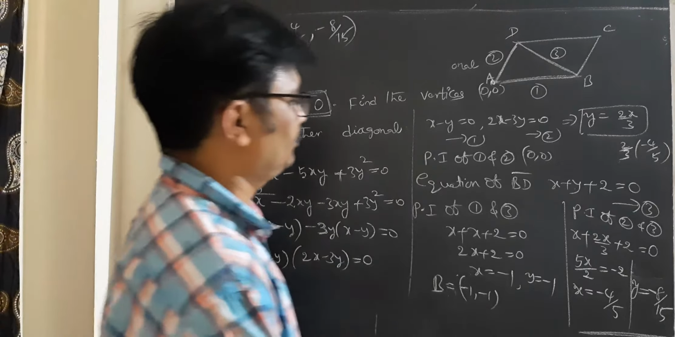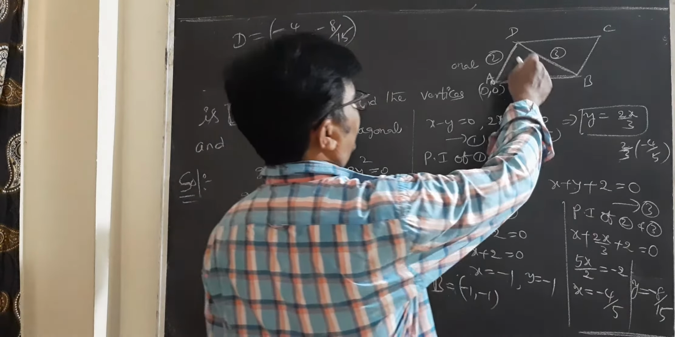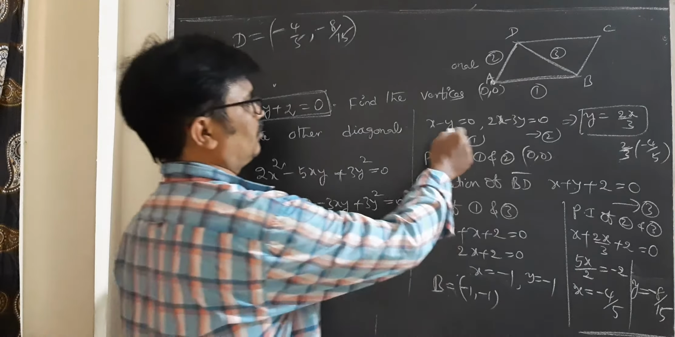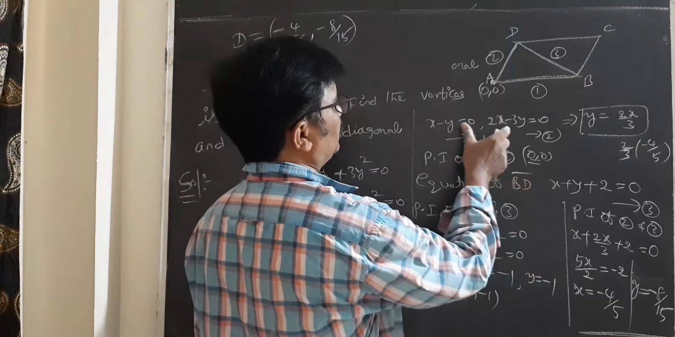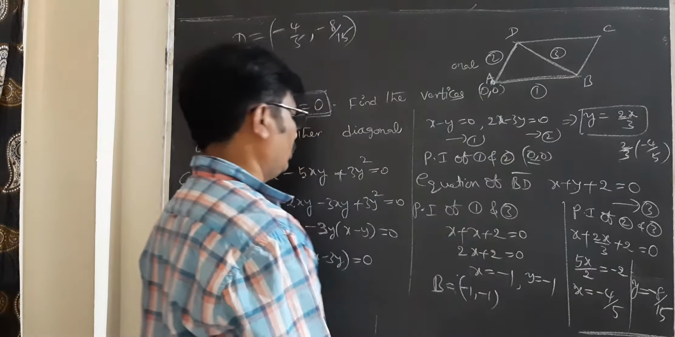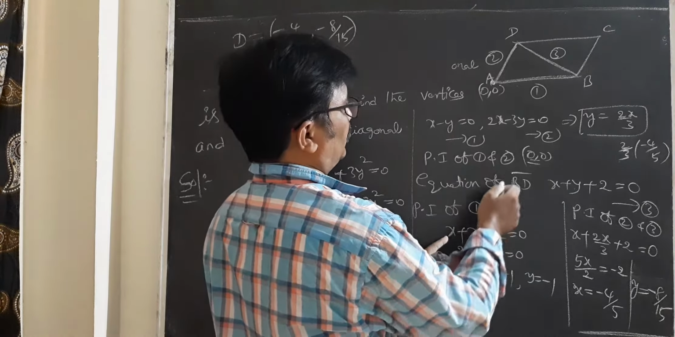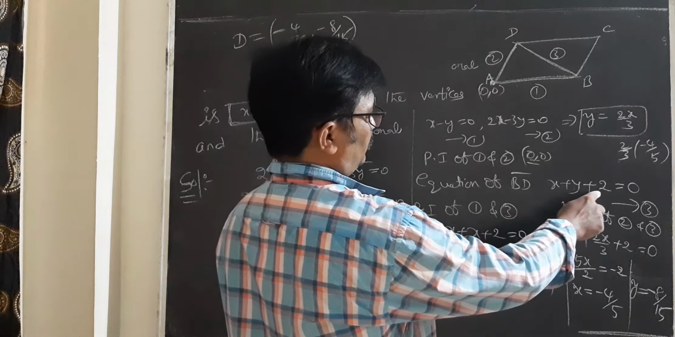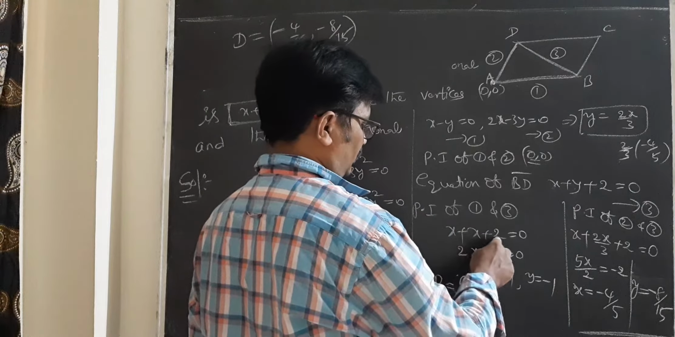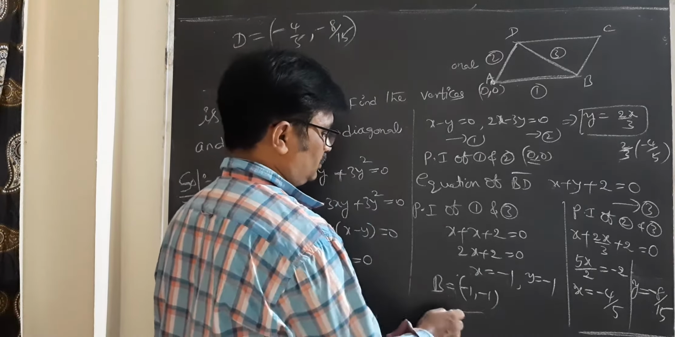Now students, here the point of intersection of 1 and 2 is the origin. These are passing through the origin. The point of intersection of 1 and 3: 1 is y equal to x, therefore in equation 3, x plus y plus 2 equal to 0, we are taking y equal to x. Therefore 2x plus 2 equal to 0, x equal to minus 1 and y equal to minus 1. This is B.